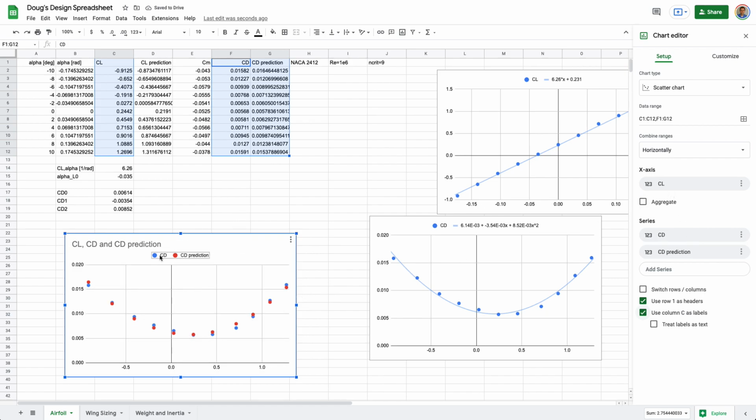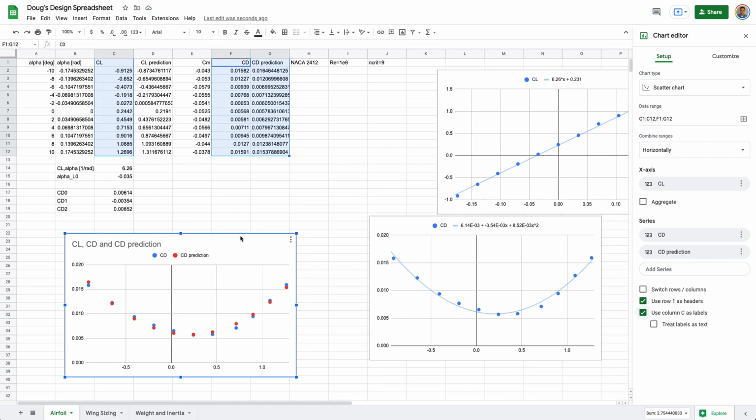All right, so CD is in blue. That's our original drag that we had from our data. And then the red is going to be our new prediction based off of this equation as a function of lift. So lift is on the x-axis down here. You can see that matches up fairly well. So that's how we come up with these three parameters.